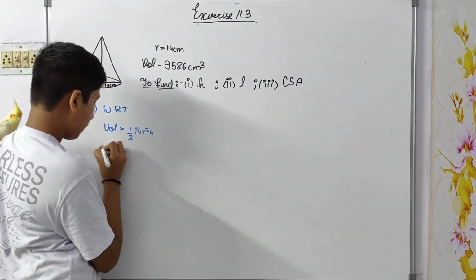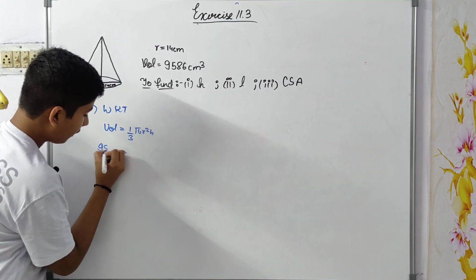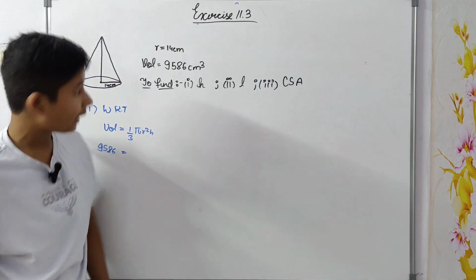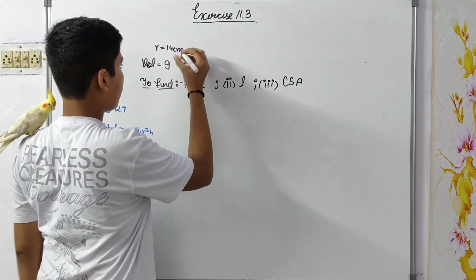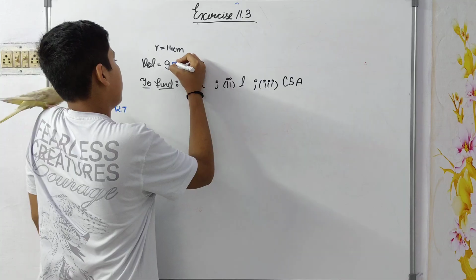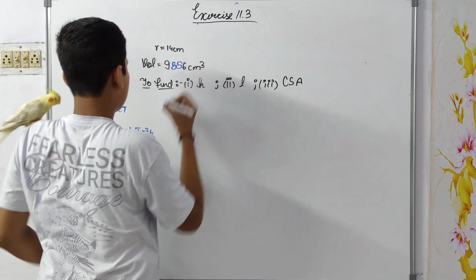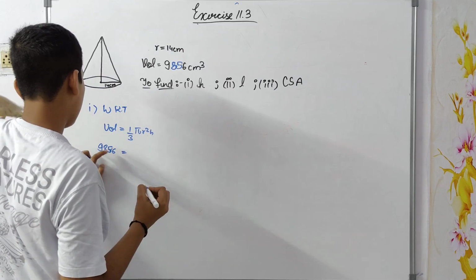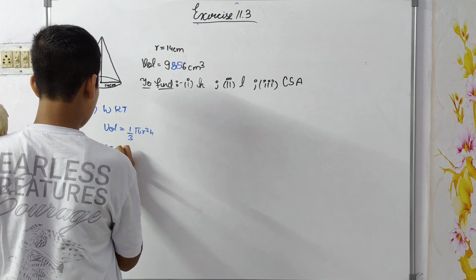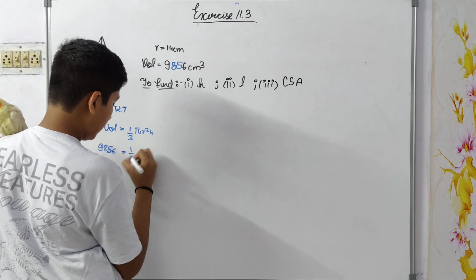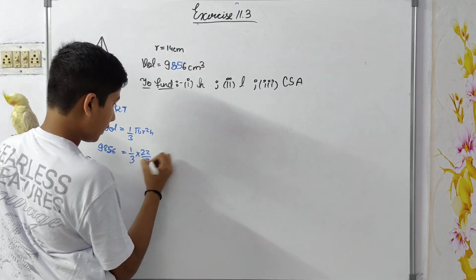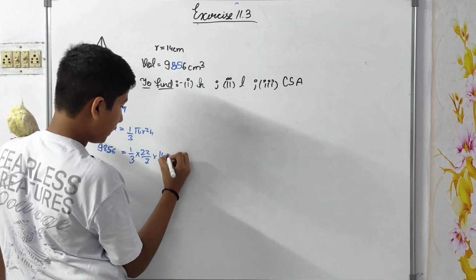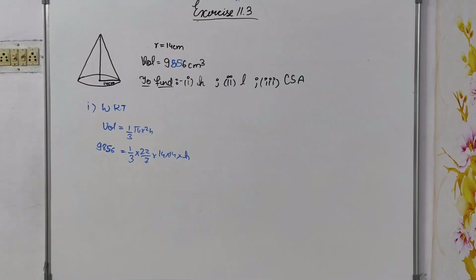Okay, so volume is 9586. Let me recheck. Is it 9586? 9856, sorry. Yes. See, I saw it on time. 9856. So it would be 9856 equals to 1/3 into 22/7 into r square. Radius is 14. So 14 into 14 into h.